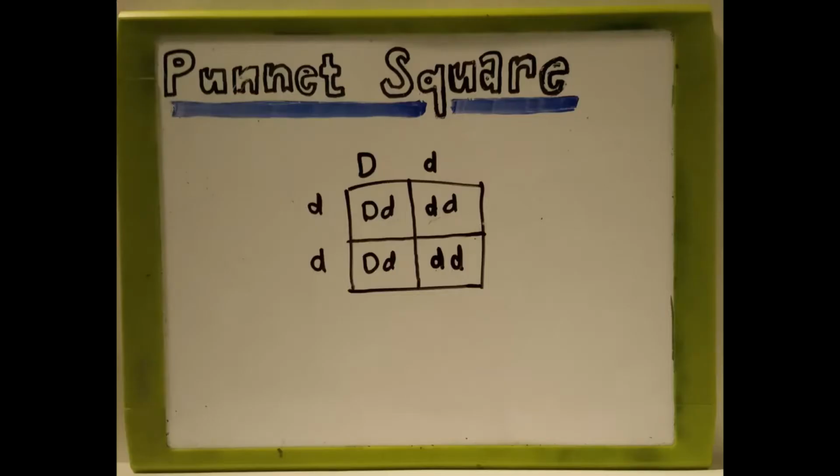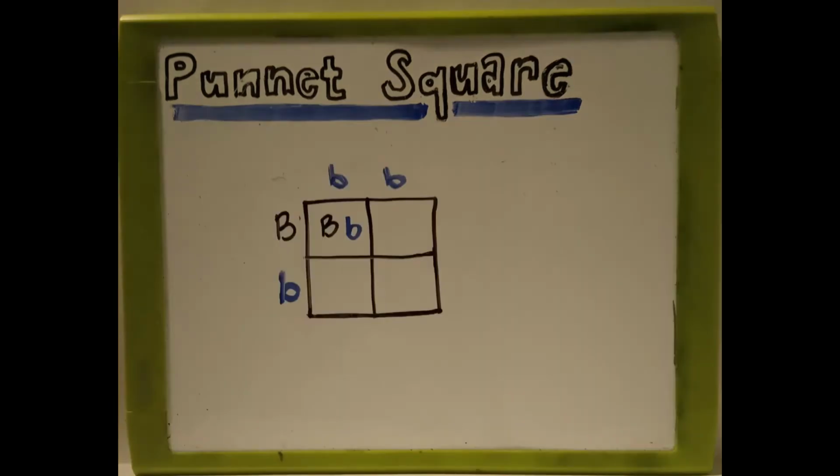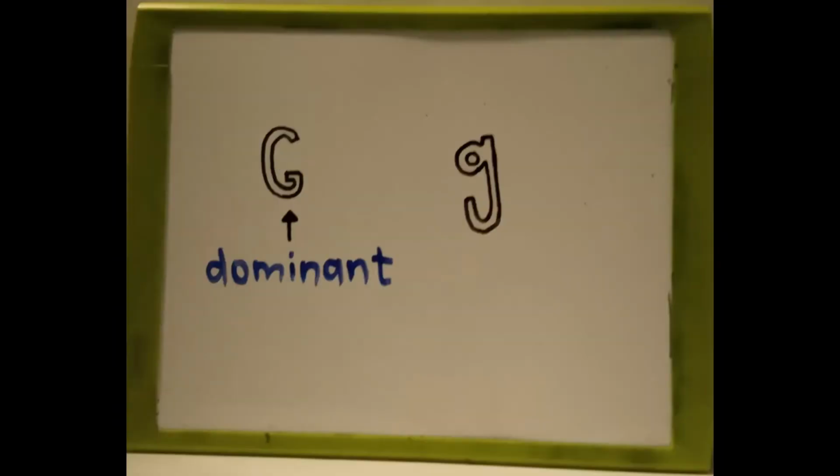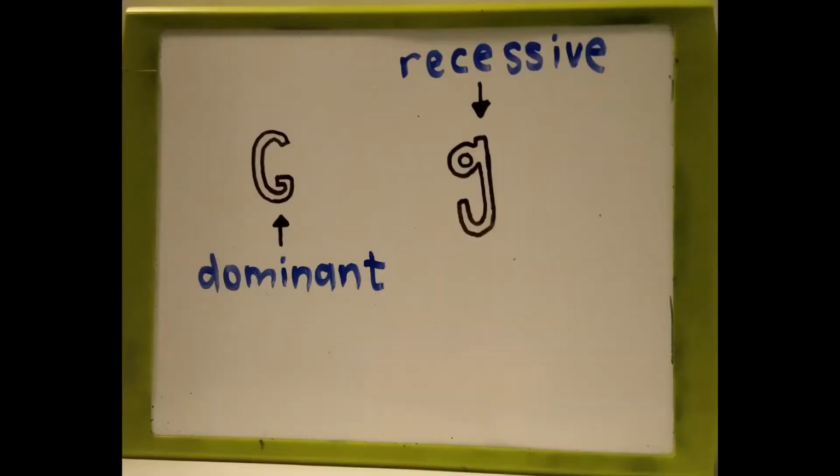This is a Punnett square. You've probably learned about the Punnett square in school. This supposedly tells us the chances of how a single gene will be expressed. Every gene has two alleles. Dominant alleles are symbolized by uppercase letters, and recessive alleles are shown as lowercase letters.